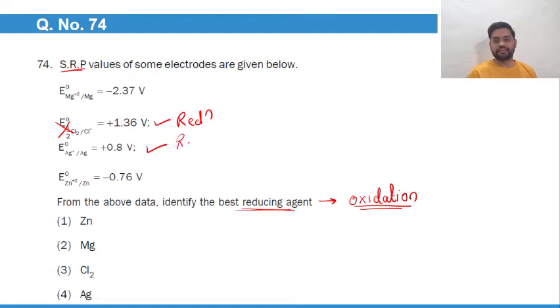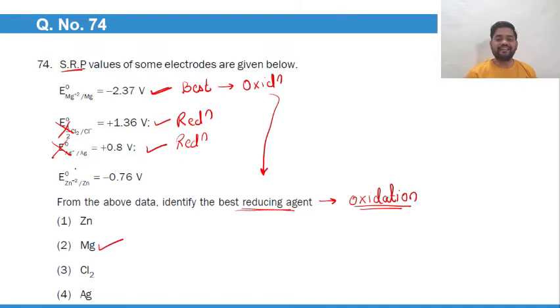Okay, so this is reduction. Extremely sorry for this. These are two values that are positive, so obviously they will undergo what? Reduction, not oxidation. Now, negative. So let us forget about negative. Which one has the highest magnitude? That is the magnesium part. So hence this is the best one to undergo oxidation, and hence it is the best reducing agent. So I'll go with option number 2.